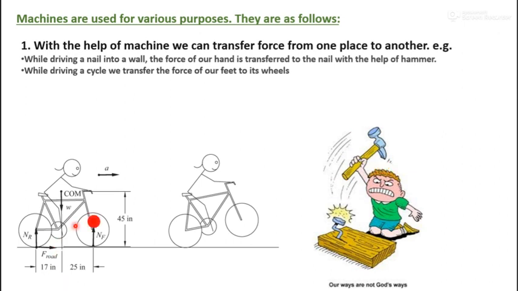In this example also, while driving a cycle, we transfer the force of our feet to its wheel. This is a simple machine. We can easily do work. We can easily move from one place to another with this small force.